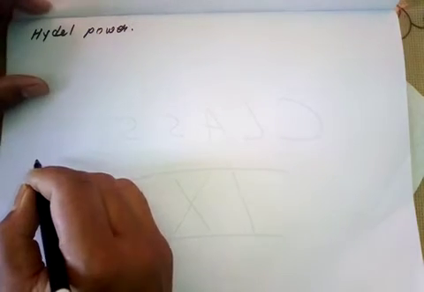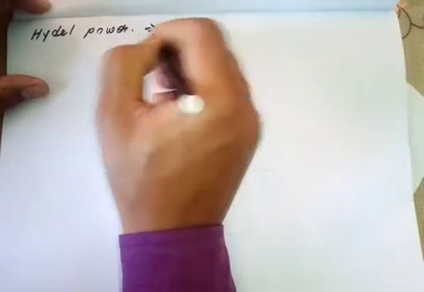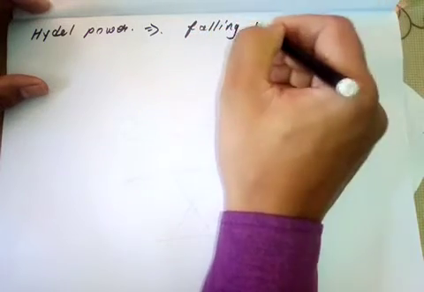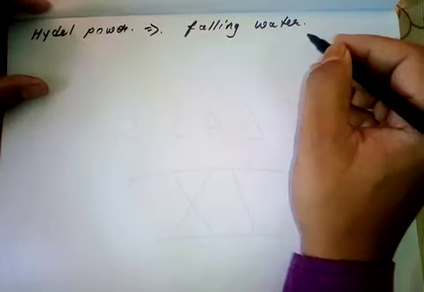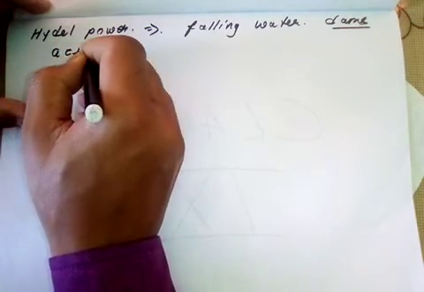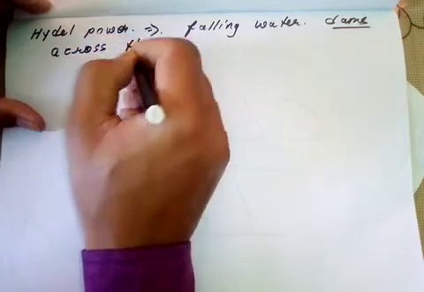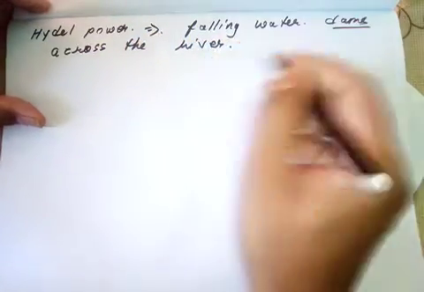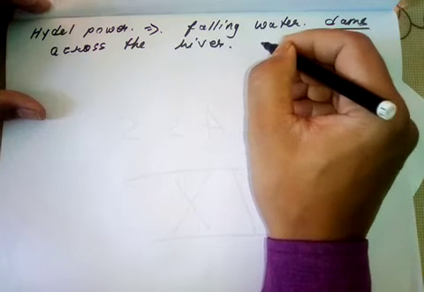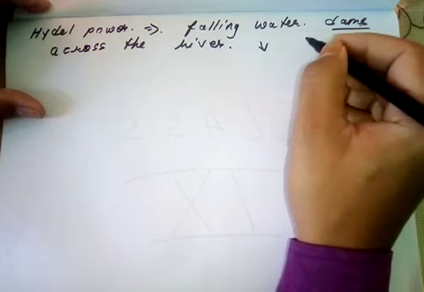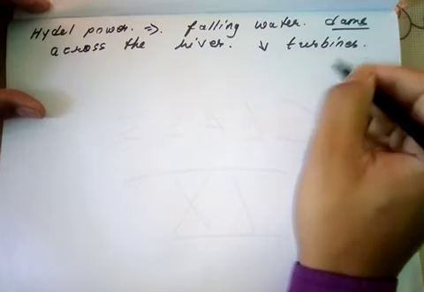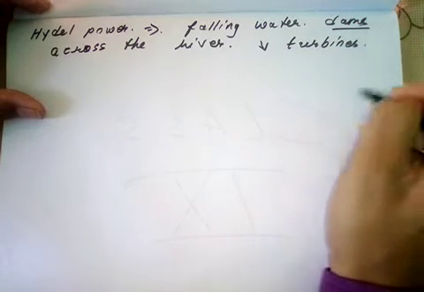Hydel power is that energy which is extracted from falling water. Dams are constructed across the river, and when the level of the water rises up, the water is allowed to fall freely over certain devices called turbines, and these turbines are allowed to rotate.